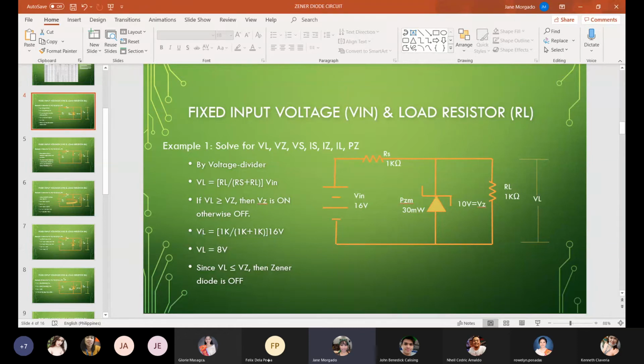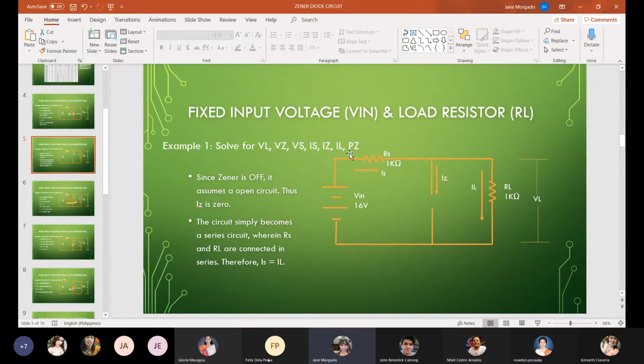And by voltage divider principle, we found out that the voltage across RL is just equal to 8 volts, whereas the Zener voltage is equal to 10 volts. So, yung voltage across RL would not be enough to turn on the Zener diode. Okay? Kaya, ang assumption natin kanina is that the Zener is off. And if Zener is off, it assumes an open circuit.